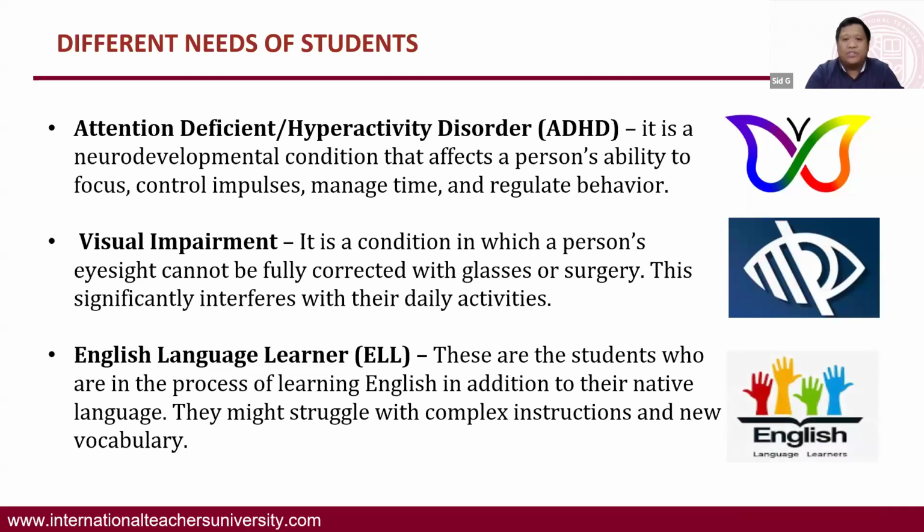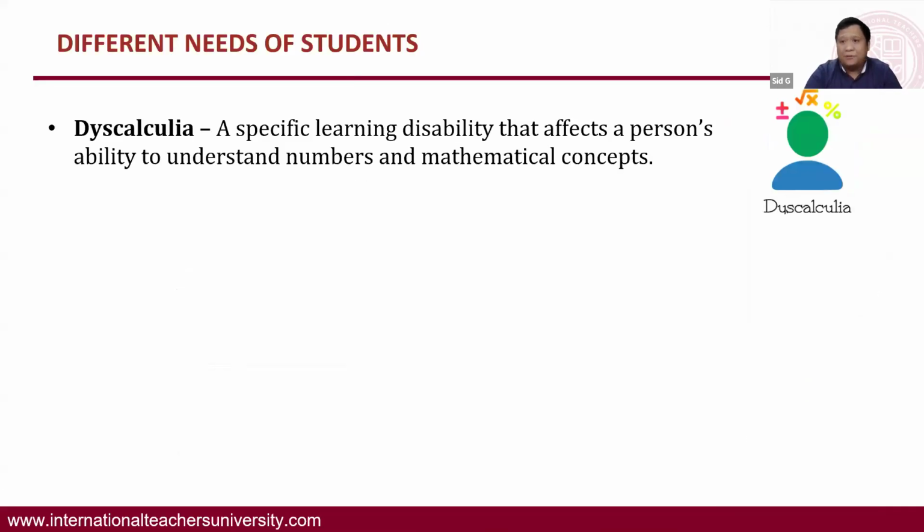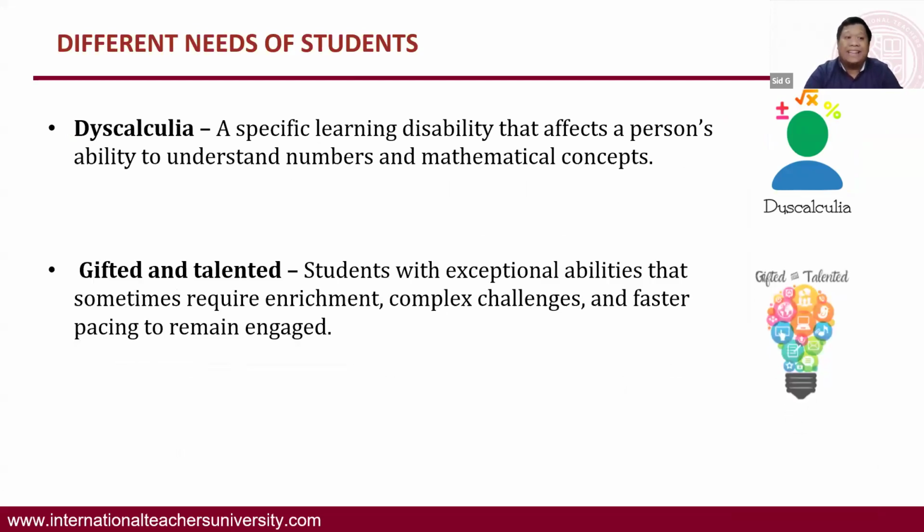ELL, English language learners. These are the students that are in the process of learning English in addition to their native tongue. They might struggle with some vocabulary or complex instructions. Dyscalculia, a specific learning disability that affects a person's ability to understand numbers and mathematical concepts. This is very tricky when we are teaching math. And the last one is gifted and talented. Sometimes they are the most neglected students in the class.